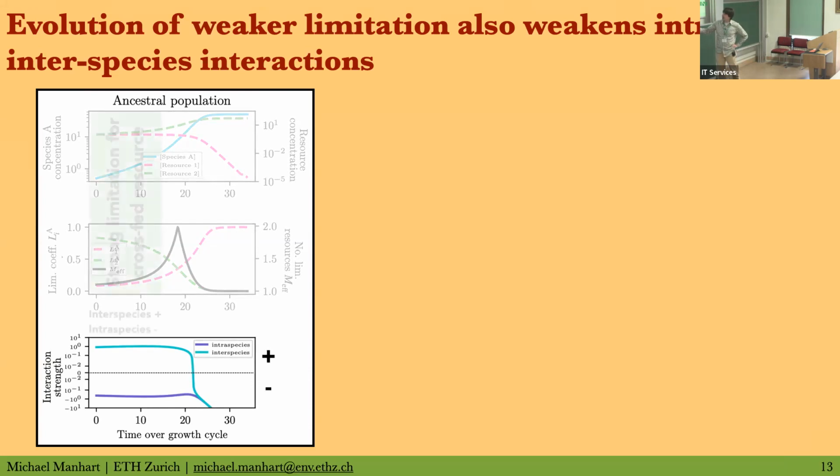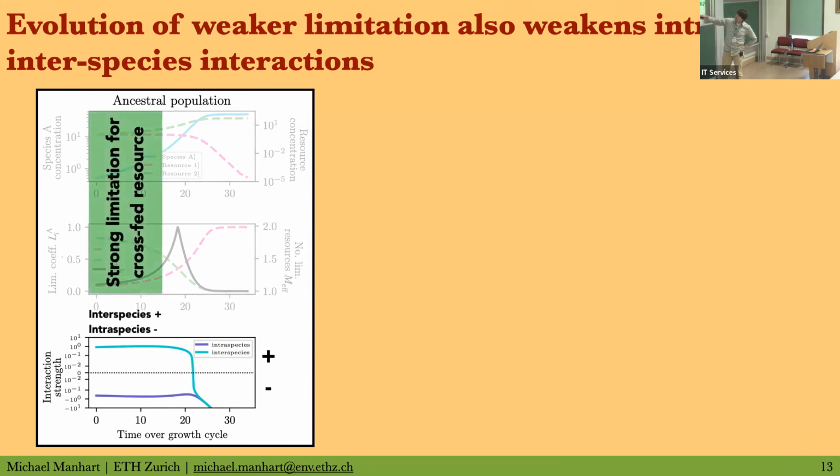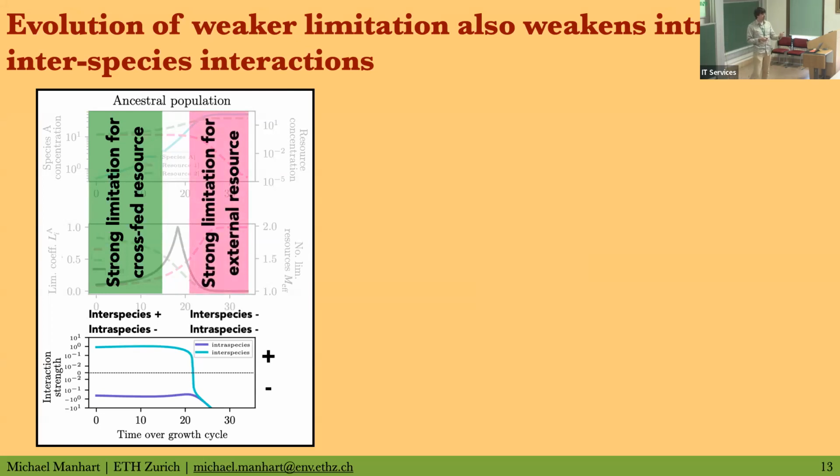As you can see, at the beginning of the growth cycle, there's this strong limitation for the cross-fed resource. And the interspecies interaction is therefore strongly positive because they're limited for the thing that they're supplying to each other. So that's a positive interaction. Whereas, of course, the intraspecies interactions are negative because they're purely competitive. But then as the limitation switches during this growth, there's also a switch in interactions. As it switches to the state of limitation for the external resource, both the intra and interspecies interactions become strongly negative. Because now you have plenty of the thing that you're sharing, you're competing for this same thing that's running out. So now you're just competing with each other again.